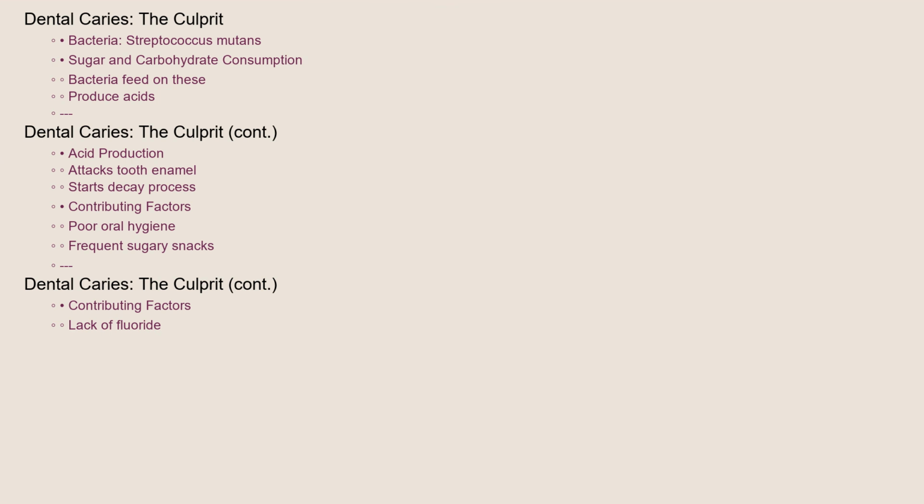So, what exactly causes dental caries? The main culprit is bacteria, specifically Streptococcus mutans, that thrive in our mouths. These bacteria feed on sugars and carbohydrates from the food we eat, producing acids as a byproduct. It's these acids that attack the tooth enamel, initiating the process of decay. Factors like poor oral hygiene, frequent snacking on sugary foods and drinks, and a lack of fluoride can all contribute to the development of caries.